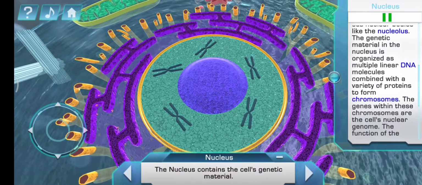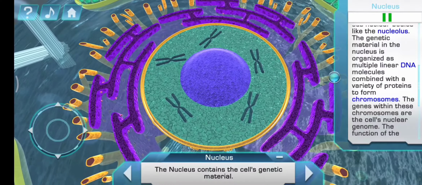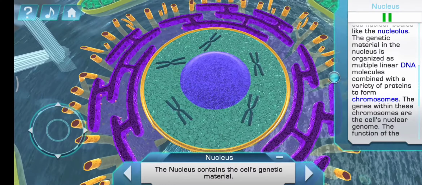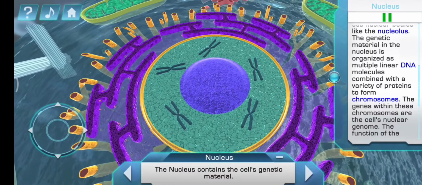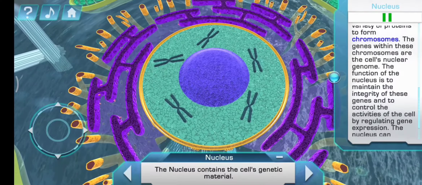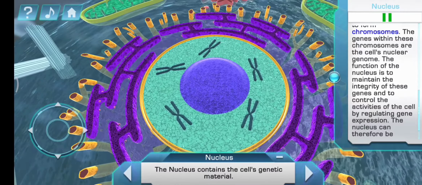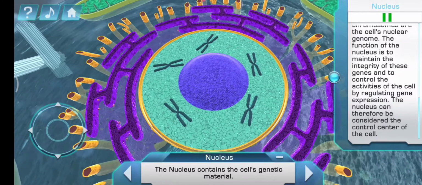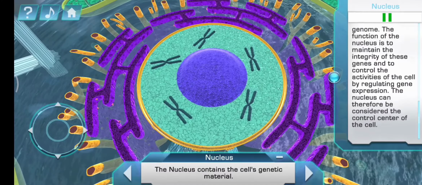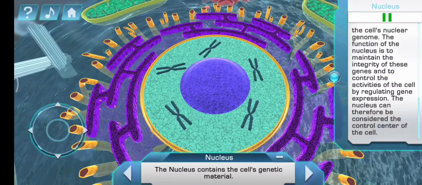The genetic material in the nucleus is organized as multiple linear DNA molecules, combined with a variety of proteins to form chromosomes. The genes within these chromosomes are the cell's nuclear genome. The function of the nucleus is to maintain the integrity of these genes and to control the activities of the cell by regulating gene expression. The nucleus can therefore be considered the control center of the cell.